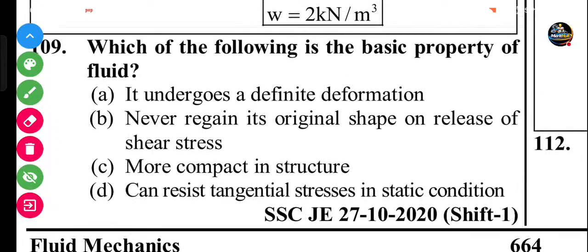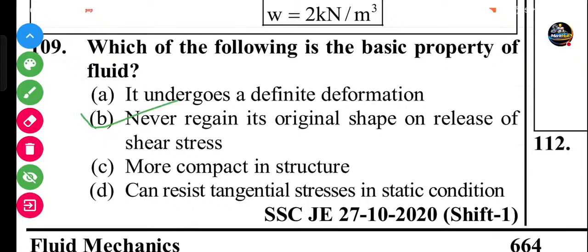Next question, which of the following is the basic property of fluid? A, it undergoes a definite deformation. B, never regains its original shape on release of the shear stresses. C, more compact in structure. D, can resist the tensile stresses in the static condition.